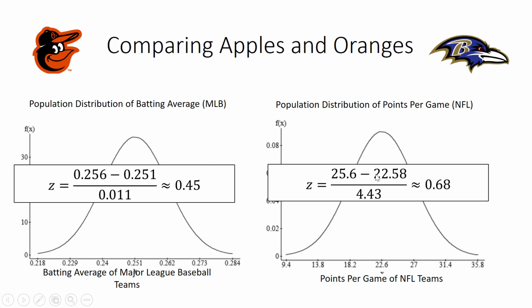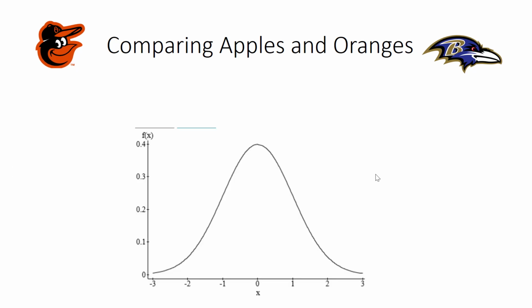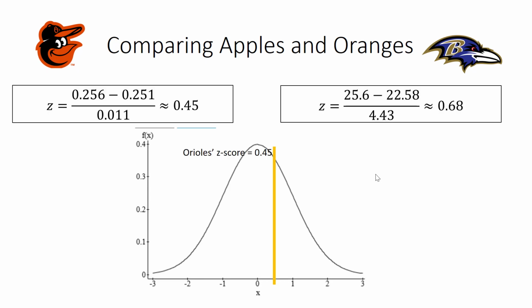So now we can take these z-scores, these standardized, unitless, normalized scores, and we can actually plot them on the same standardized normal curve. Doing that, we see that the Orioles scored 0.45 standard deviations above the mean, and the Ravens scored 0.68 standard deviations above the mean. So whose z-score was slightly more extreme, slightly more extraordinary? Hopefully you can see from this picture that the Ravens' score was slightly more extraordinary, slightly more above average.